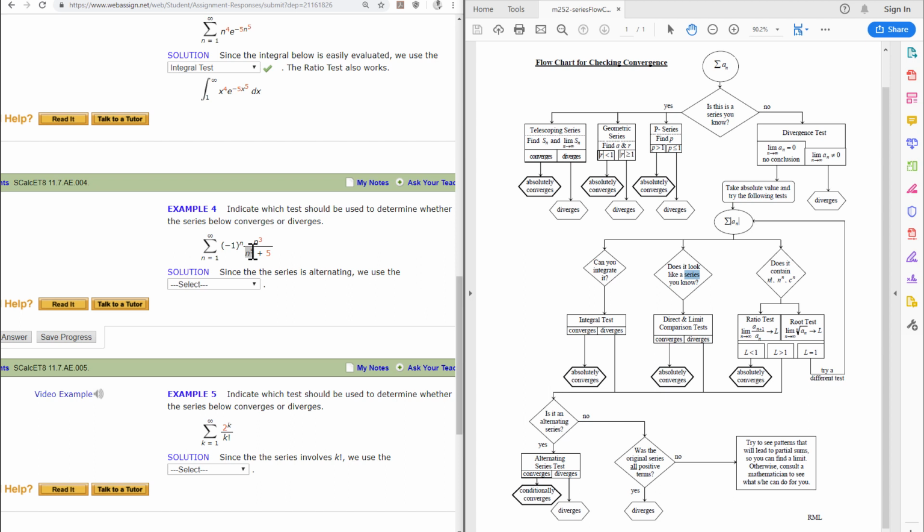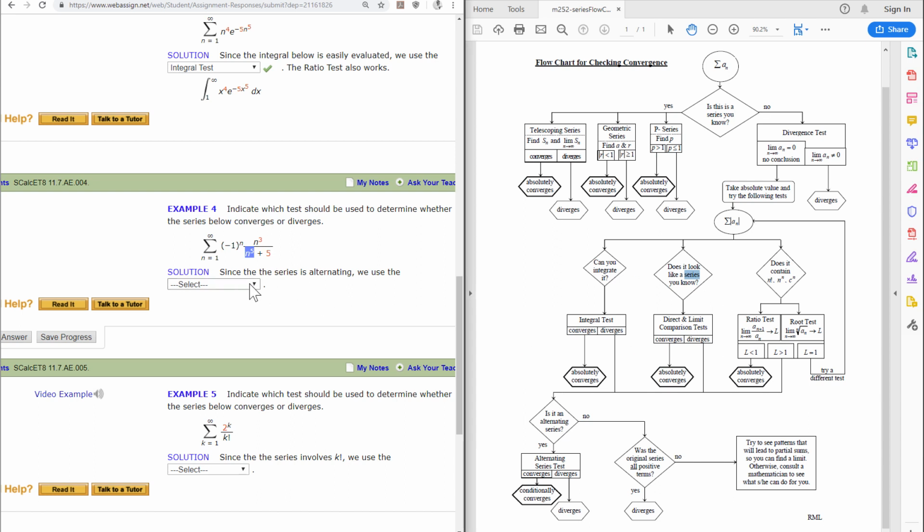So I would probably do a comparison test with n to the 3rd divided by n to the 5th, so that would be 1 over n to the 2nd power, which is going to converge if you do the comparison test. So I think this series is going to absolutely converge.